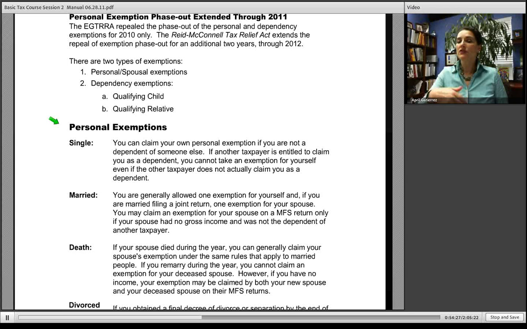Dependency is not something you can choose not to be. You either are a dependent or you are not a dependent. If you are a dependent, you can never claim your own personal exemption.